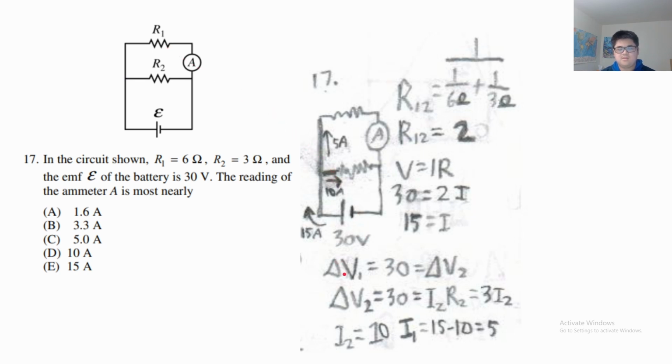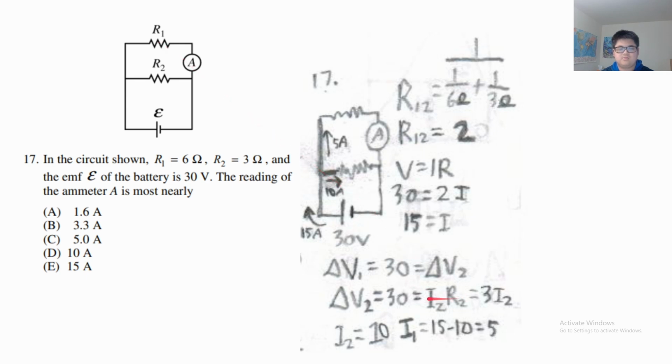So we can take V1 and V2 and say they are equal, and they're both equal to 30 volts. Now 30 volts is equivalent to the current traveling through resistor 2 times the resistance of resistor 2. Remember that voltage is equal to current times resistance. So 30 volts is equal to the resistance of resistor 2 times current of resistor 2, and it's also equal to the resistance of resistor 1 times the current of resistor 1.